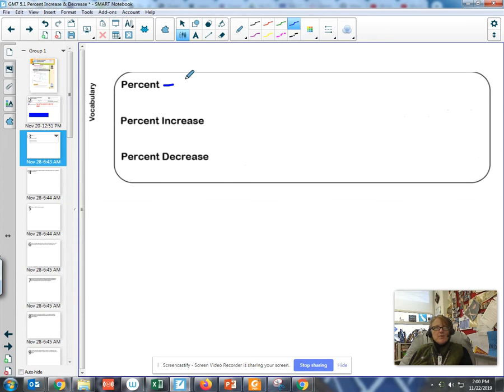Okay, percent is a way to compare or use a ratio out of 100. So it's comparing a number out of 100. We use this symbol, percent, and really that's a math operation. We talked about this a little bit before. That means divided by 100.